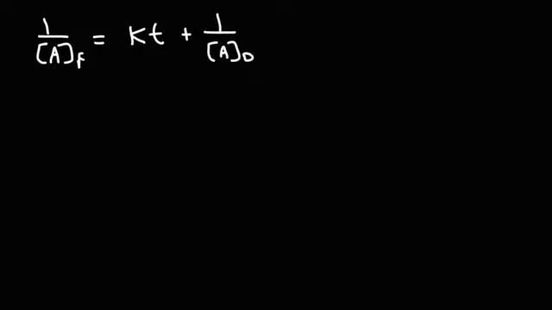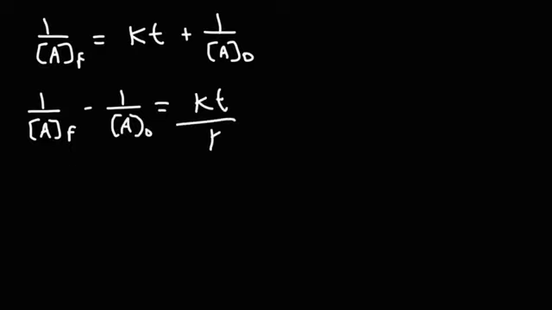Now, let's move on to a second-order reaction, where we have 1 over A final is equal to positive KT plus 1 over A initial. So just like before, we're going to take this term and move it to the other side. So we're going to have 1 over A final minus 1 over A initial is equal to KT. But I'm going to divide both sides by K. So these will cancel. And this is going to equal T.